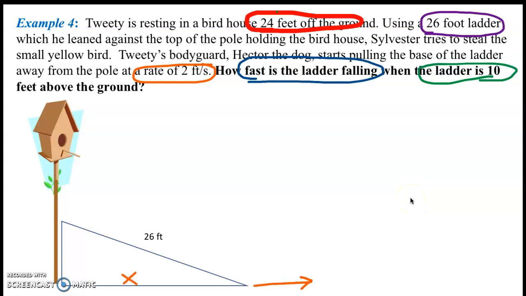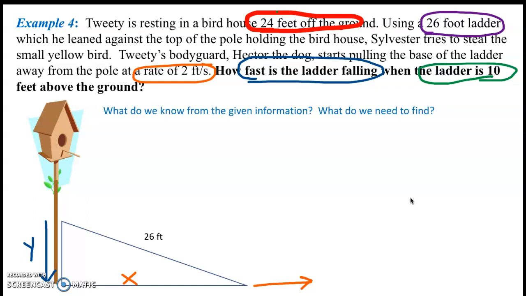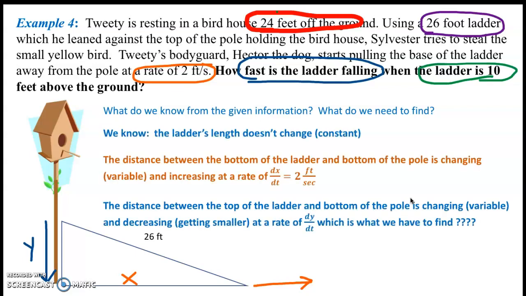So I know Hector is pulling in that direction, and I'm going to call that x for the horizontal direction. And I know y is actually moving down here. I'm going to call it y because it's the vertical direction. That also is changing. So I'm labeling those both as variables. What do we know from the given information and these variables, and what do we need to find?